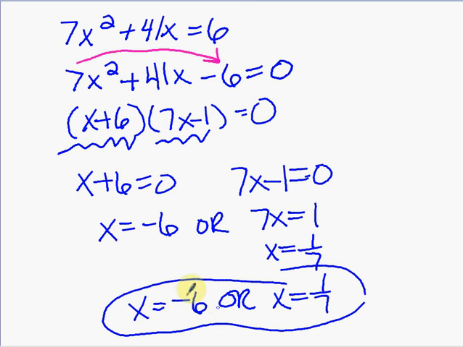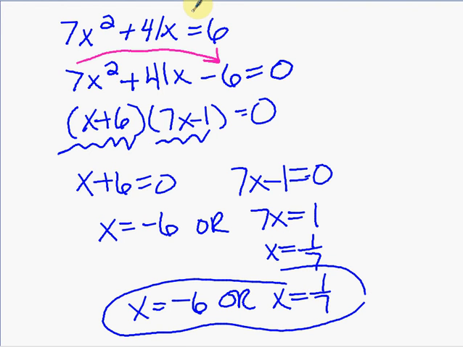I could always check. I could plug -6 back in here and here, and when I simplify the left, the right should equal 6, and I could plug in 1 over 7 both places, not just one place, both places. Have fun with that one, all those fractions, and you would get 6 on the right. So you could check to see that it worked correctly.